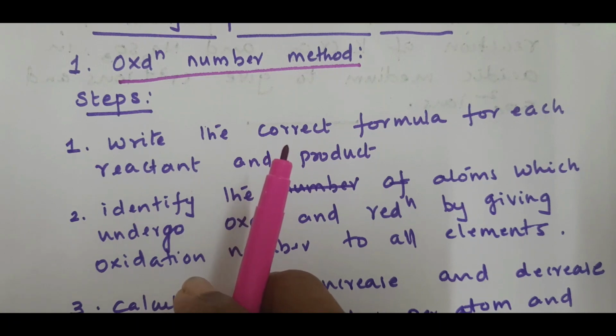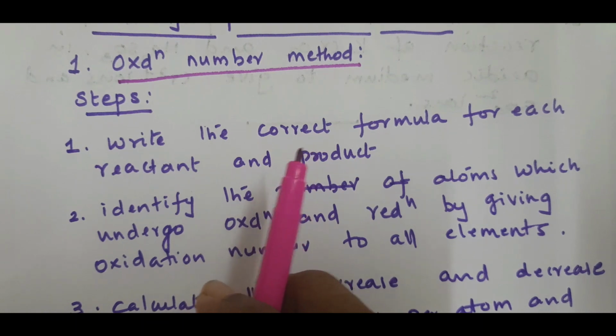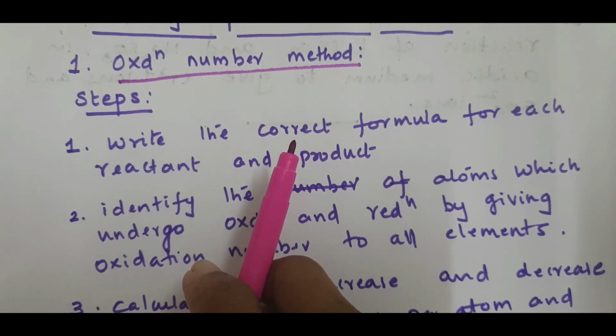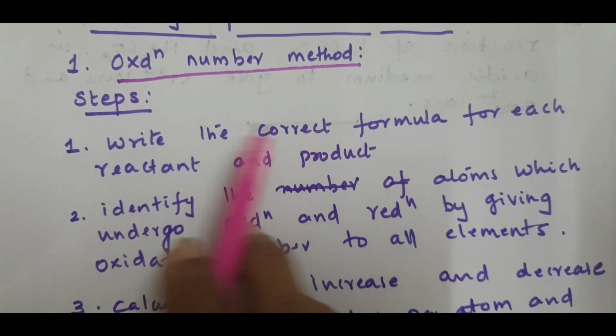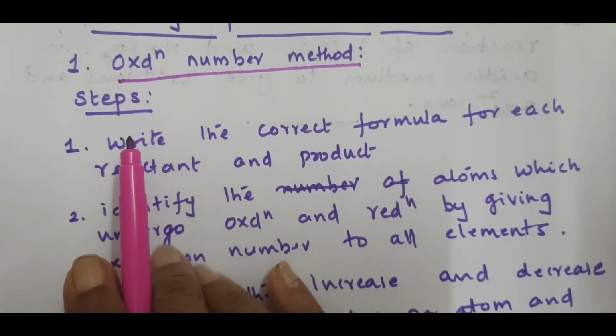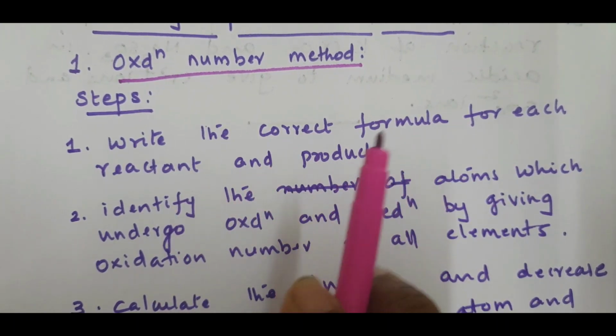For example, if you want to write sodium sulfate, and if you don't know the correct formula, someone would write NaSO4. Is it correct? No, it is Na2SO4. Then the whole thing gets wrong. So it is very necessary to write the correct formula for each reactant and product. That is the first step.